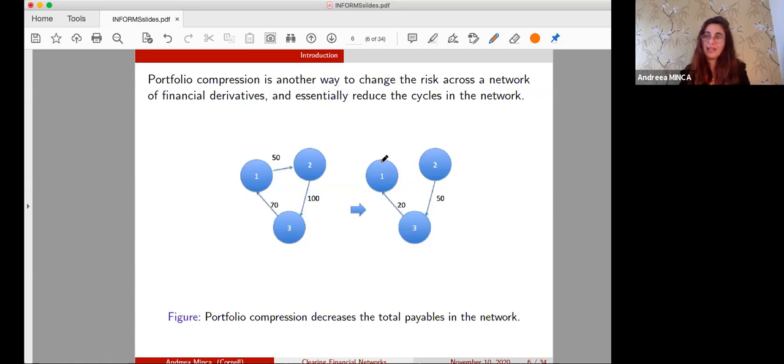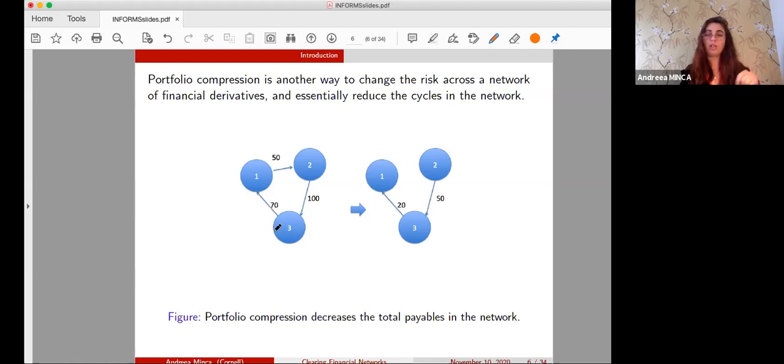And so this brings me to the second point. The second technique, the second network service that could decrease risk across the network, is also a network service. So this is called portfolio compression. Portfolio compression goes into the initial network, and the goal is to decrease the payables on a cycle. So if we target directly the cycles, you see here that you have from node 1 to node 2 and to node 3 these payables.